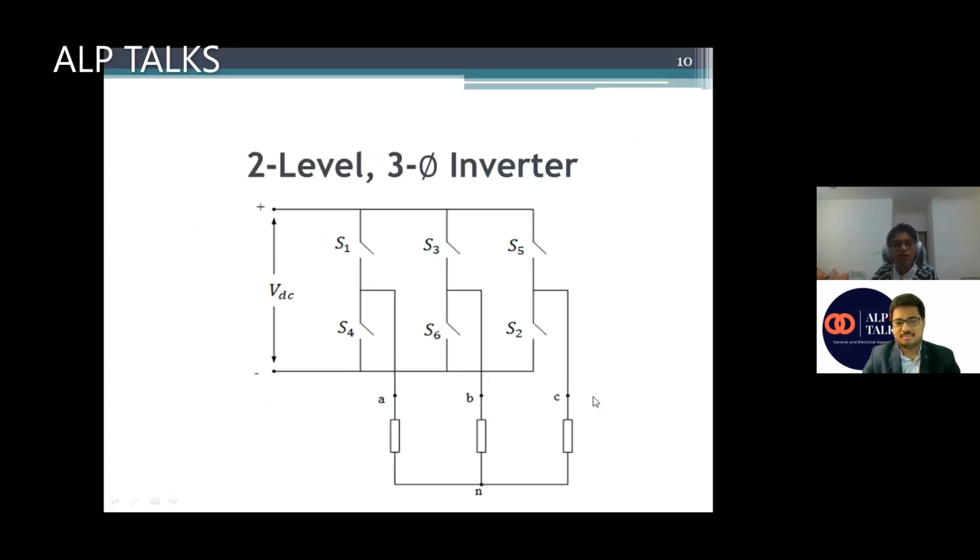So this is a two-level three-phase inverter, in which it is conducting in 180-degree conduction mode. If the upper switch is on, it will show 1, and if the lower switches are on, it will show -1 or 0, whatever people take. So if the upper switches S1, S3, S5 are on, it will give 1, and if S4, S6, S2 are on, it will give 0. This is how it is conducting.